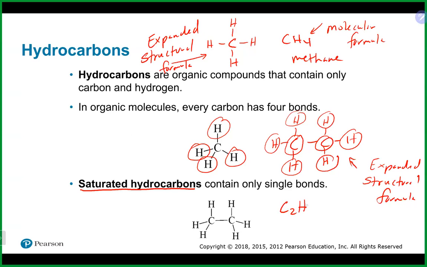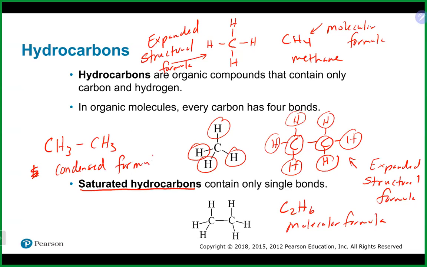C2H6 is the molecular formula. And another common formula sometimes used is this one, CH3, like so. This is the condensed formula. So what is the difference between the condensed formula and the expanded structural formula? The difference is you didn't draw out the hydrogens, basically.